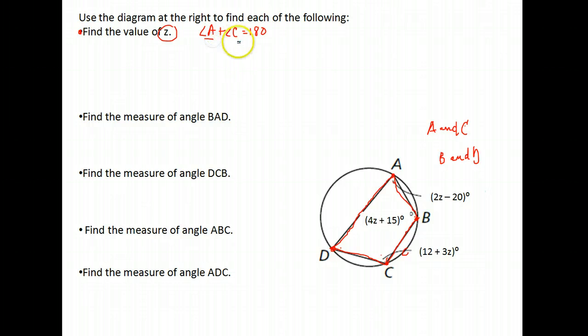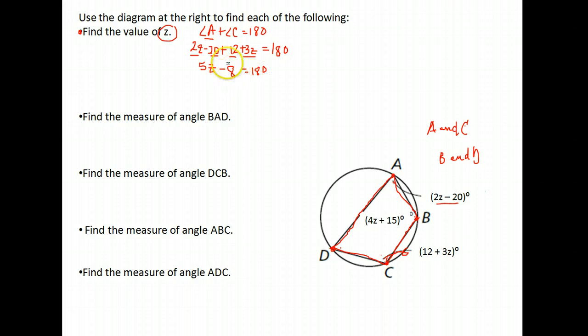Let's replace angle A and angle C with what they're equal to. Angle A is 2z minus 20. I'm going to put a little slash on my z's so I can tell they're not 2's, plus angle C, which was 12 plus 3z. We add those together, and they should together be 180 because they're supplementary. I'm going to combine my like terms. The 2z and 3z give me 5z, and negative 20 and positive 12 leaves me with negative 8, and that equals 180.